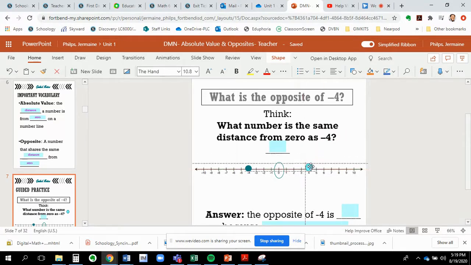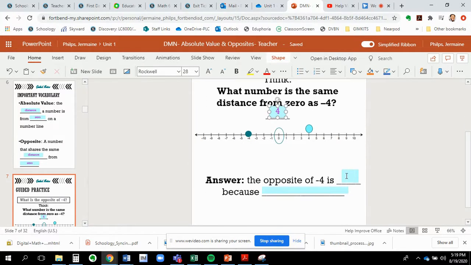The way we describe this in class, sometimes we call it like the evil twin. If you looked in the mirror, you would see the complete opposite of you. In this example, the opposite of -4 would be +4. So our answer is 4. The opposite of -4 is 4 because it is the same distance from 0.